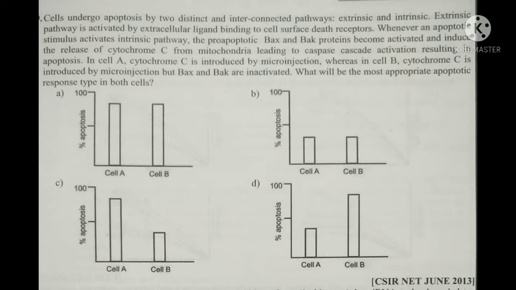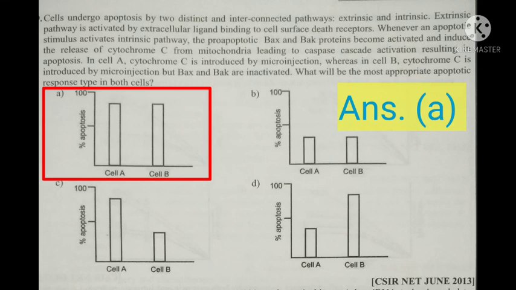So I think option A would be the correct answer, because both cells will show the same high apoptosis percentage, because cytochrome C is there in the cytoplasm and Bax and Bak are involved before cytochrome C release. They do not have any role after the release of cytochrome C. So the answer would be option A.